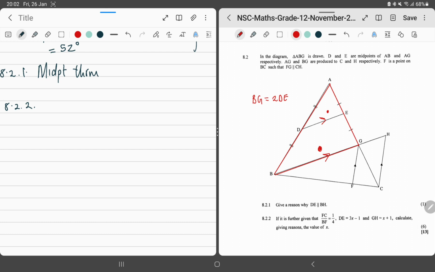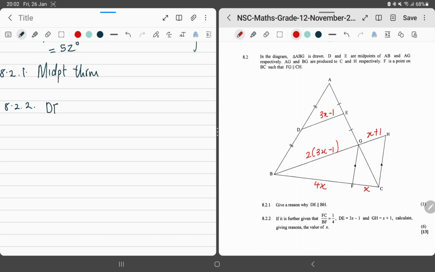8.2.2. It is further given that FC over BC is 1 over 4. So if that is x, BF should be equal to 4x. DE is 3x minus 1. And then we know that this length should be equal to 2 times DE. Okay, and then I'm given GH to be x plus 1. This is x plus 1. Calculate, giving reasons, the value of x.